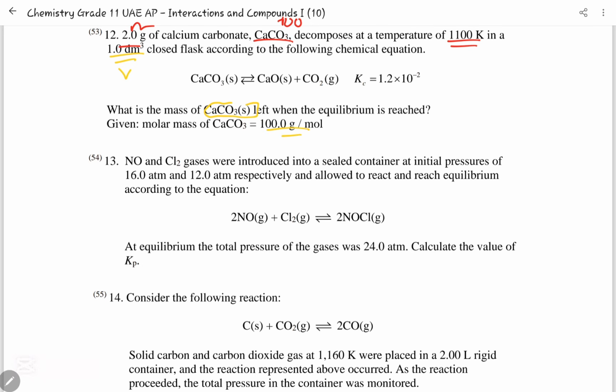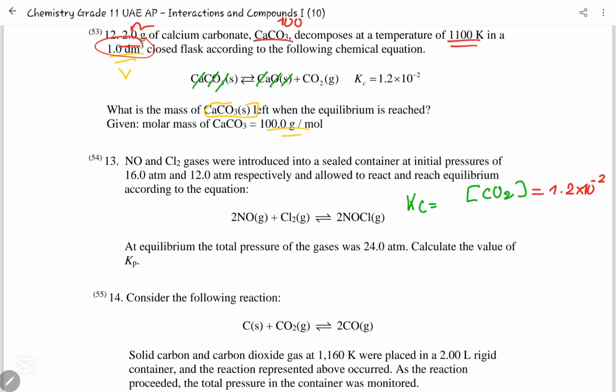They gave us the molar mass of CaCO3 over here. So actually, Kc, it would be equal to what? It would be equal to the concentration of products to the power of coefficient. I can't put this because it's solid, divided by the 1 because this is also solid. I can't include it. So Kc, it's equal to the equilibrium concentration of CO2. So that means the equilibrium concentration of CO2 is 1.2 times 10 to the power of minus 2.